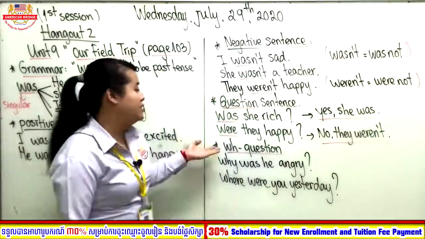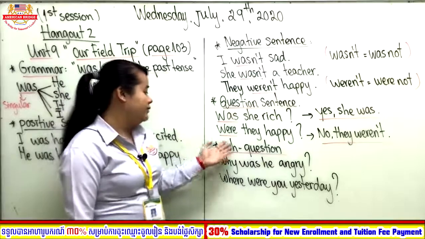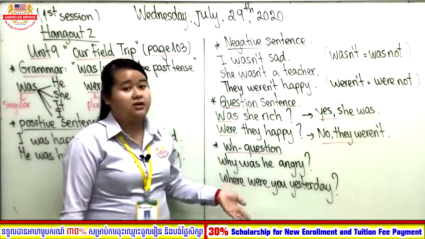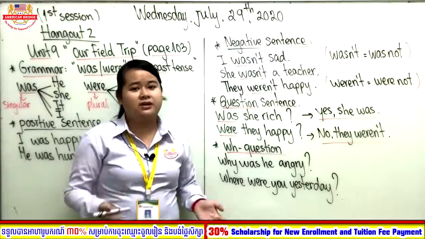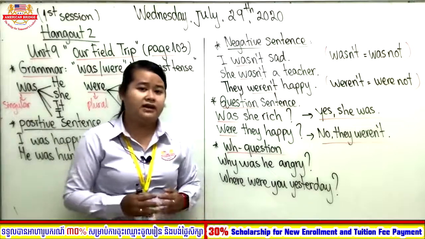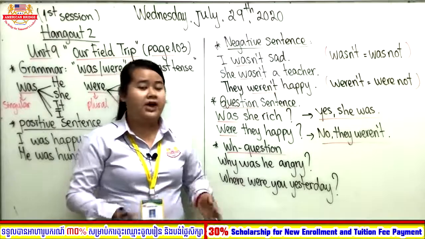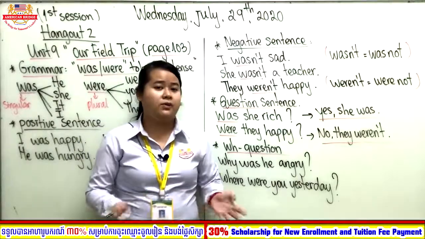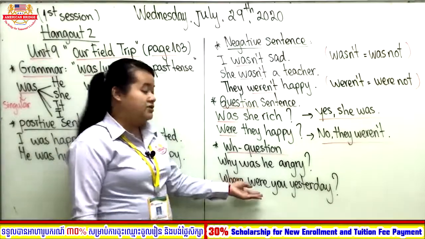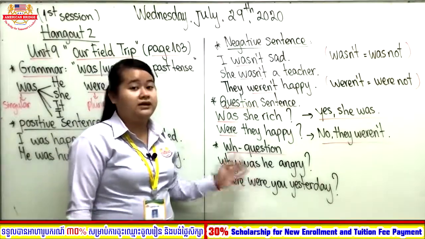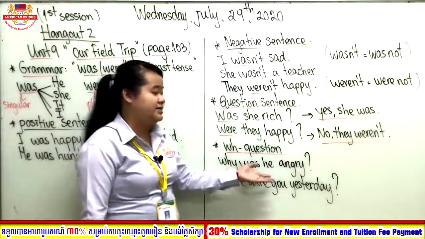So now let's move to WH questions. You can use was or were to make the WH question also. As you know, the WH questions we have a lot, right? We have what, when, which, why, where. So we need to put that one first. After that, you need to use was or were, the next one, and after that is the subject.